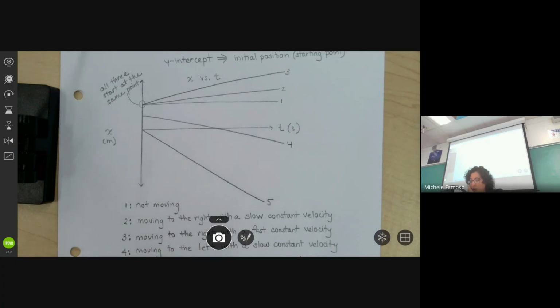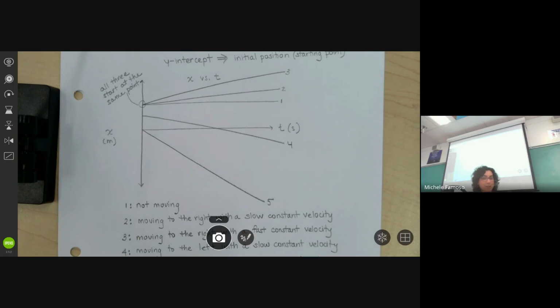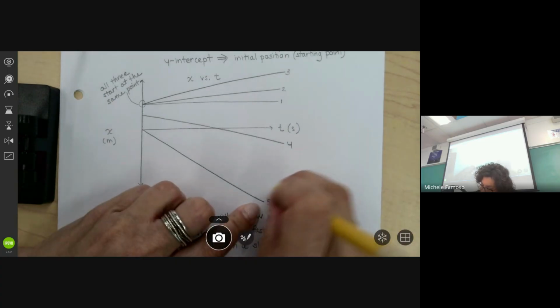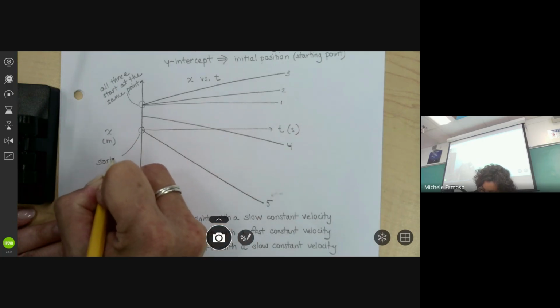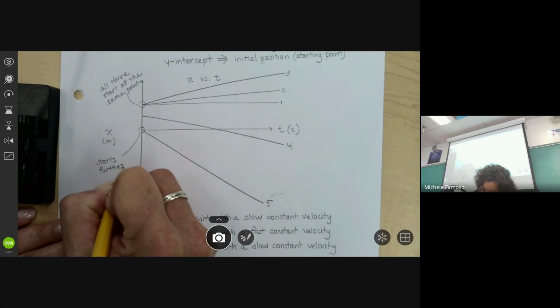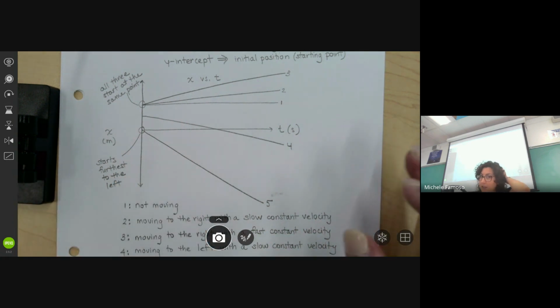All right, here's my next question. Which of these objects started furthest to the left? Which one started furthest to the left? Morgan? Yeah, 5, because it has the most negative. 0 is the most negative of all of those. So this one, I don't want to label it there. Put it here. Starts furthest to the left.